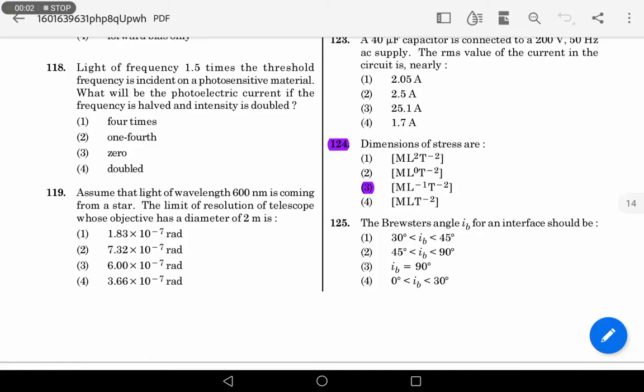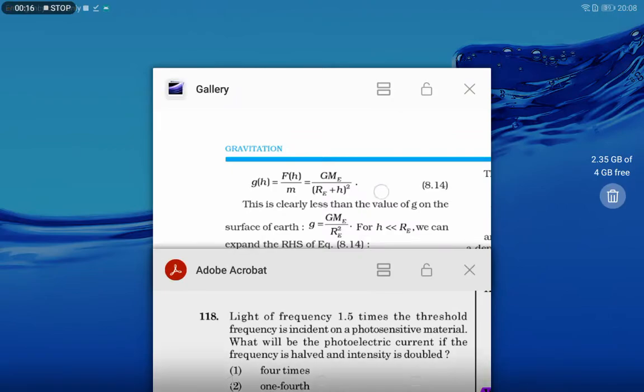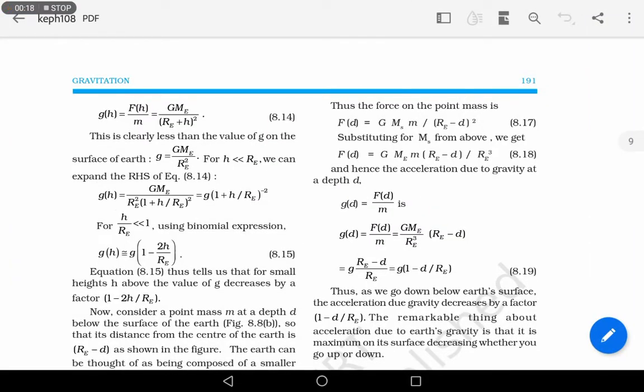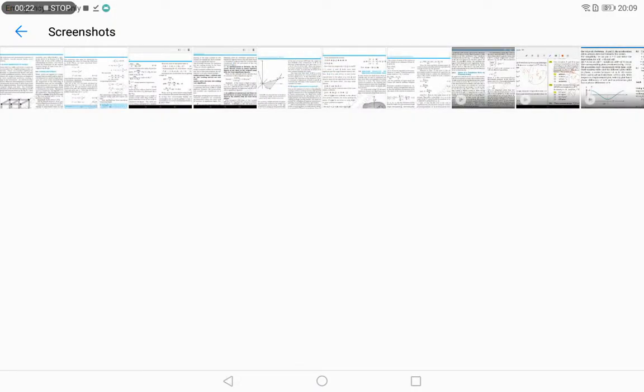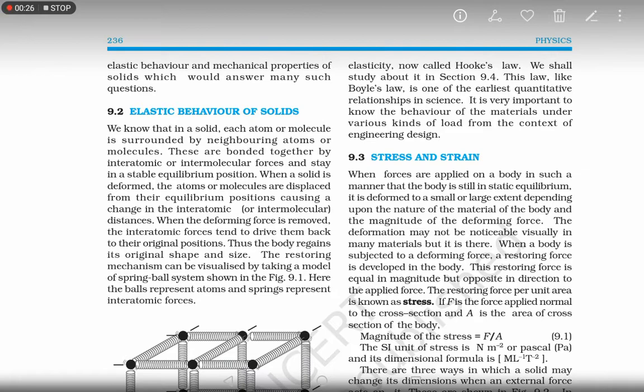Friends, this is the first part of the video in which we are going to discuss NEET questions that are asked from the NCERT Physics textbook, class 11 part 1. Dimensions of stress are, stress dimension is the question. So it's a question from the units and dimensions lesson. However, there is a direct statement regarding this in mechanical properties of solids.